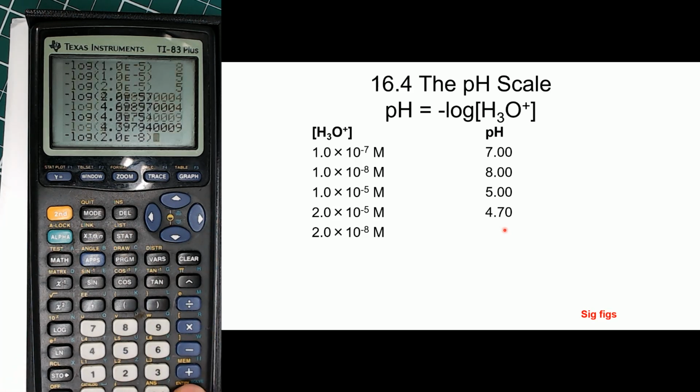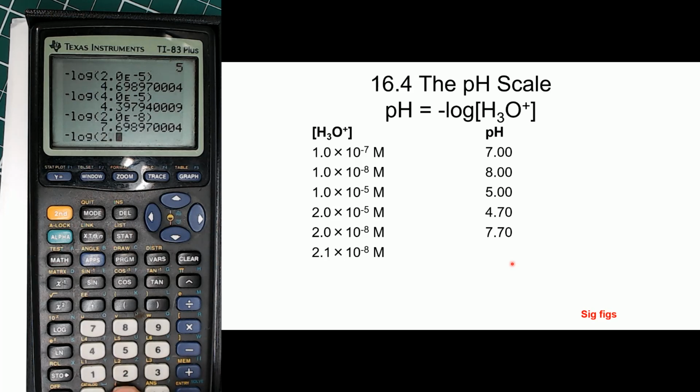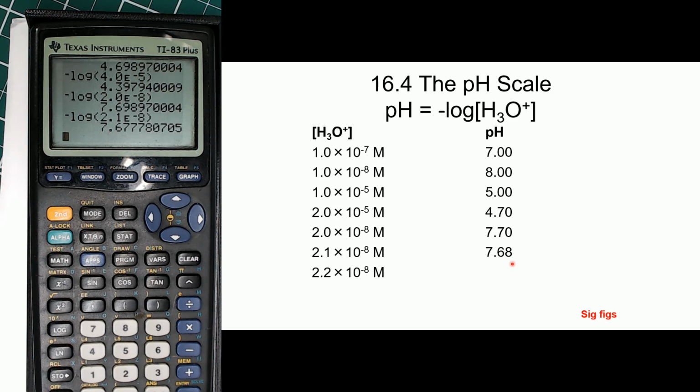And we should get 7.70. And there it is, 7.70. All right, to show you that this second number affects the second number after the decimal point, we're going to do this. So negative log of 2.1 second EE negative 8. And we'll get 7.68.